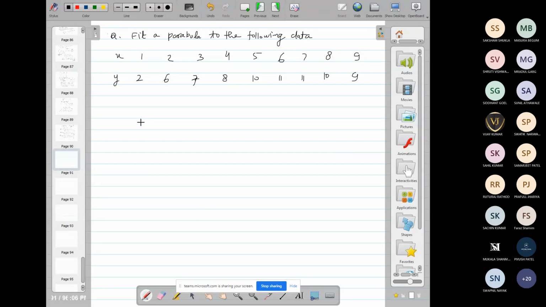Solve it. Problem is to fit the parabola. So here you can choose the equation of parabola, suppose y is equal to a plus bx plus cx square, and the quadratic equation represents the parabola, we know that. So let y equal to this be the equation of parabola.